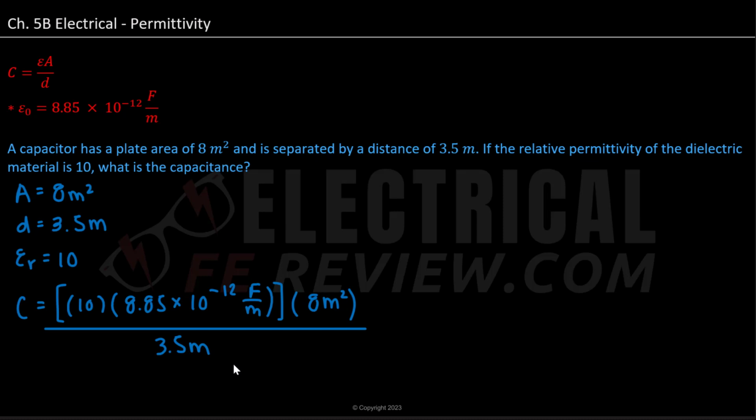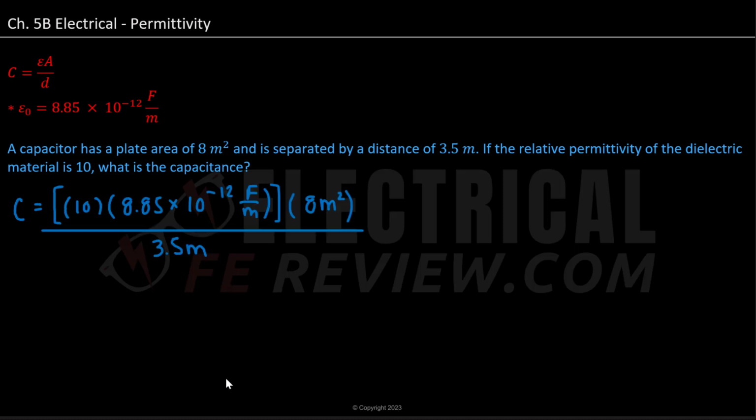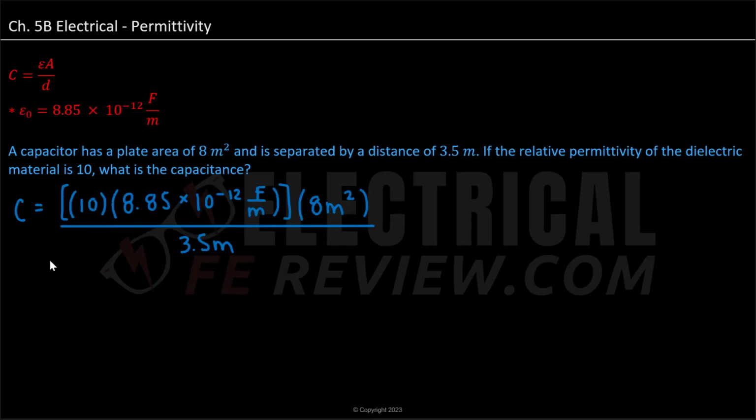So now that we set up our equation, let's go ahead and move up the board to continue to solve. We can go ahead and multiply our relative permittivity and our initial permittivity. And so after multiplying, we're left with 8.85 times 10 to the negative 11 farads over meters. And once again, multiplying times 8 and dividing by 3.5.